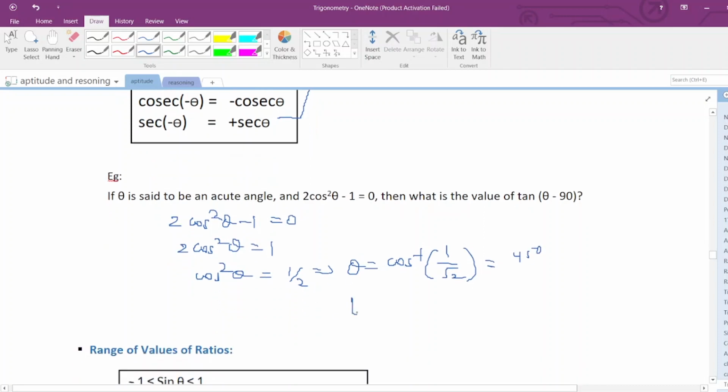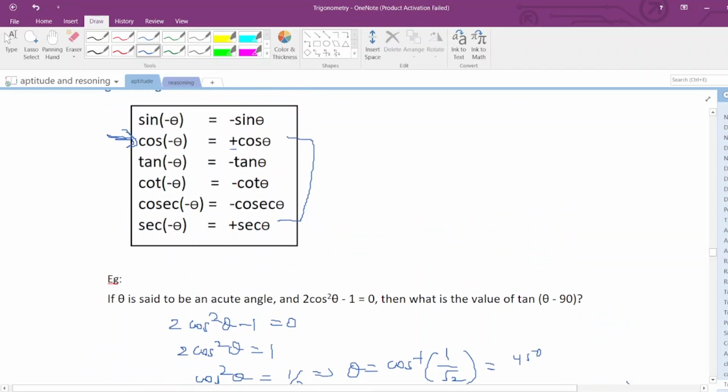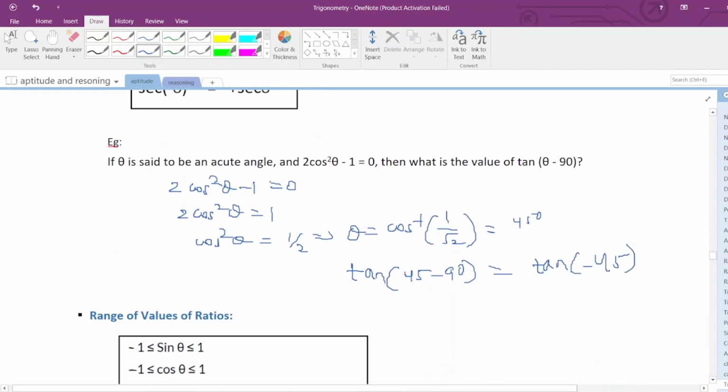Now substitute. Tan of theta minus 90, which is 45 minus 90, is equal to tan minus 45. See, there is the tan minus theta formula. So what is the tan minus theta formula? This one, right? Tan minus theta is minus tan theta. So tan minus 45 is equal to minus tan 45, which is equal to minus 1. So the answer is minus 1.